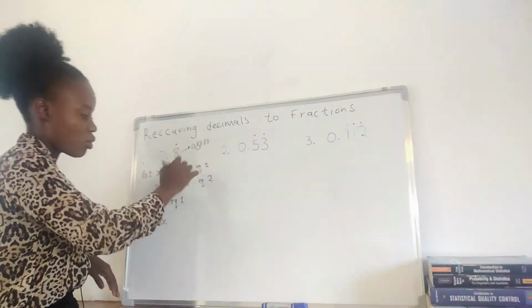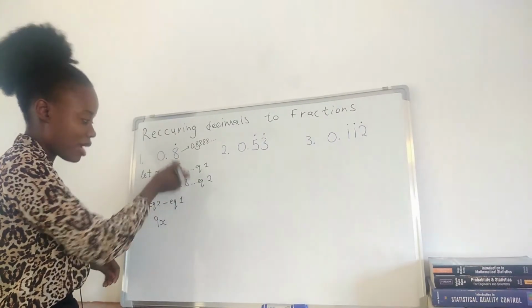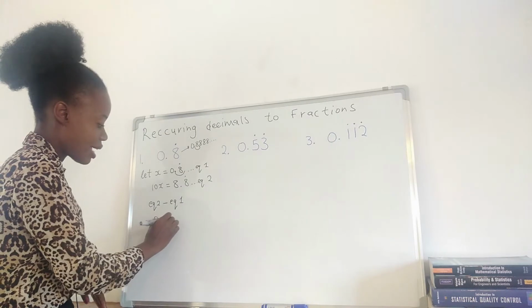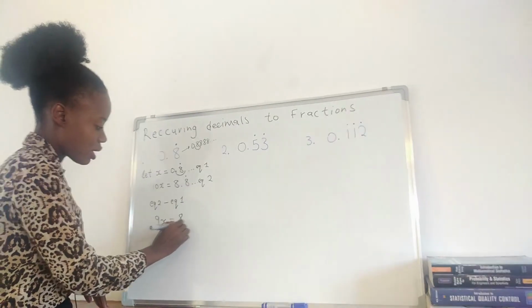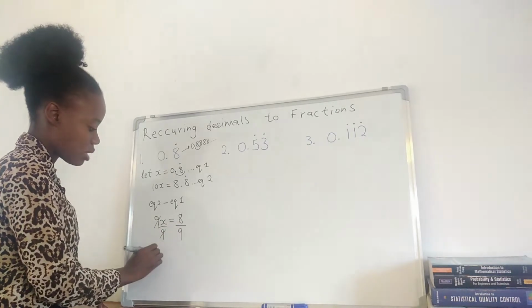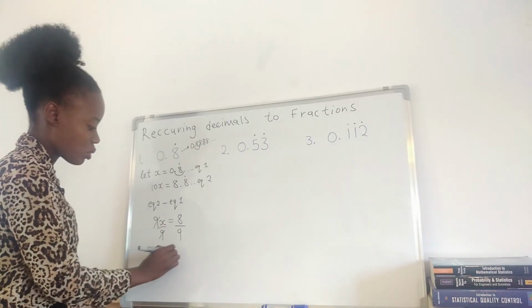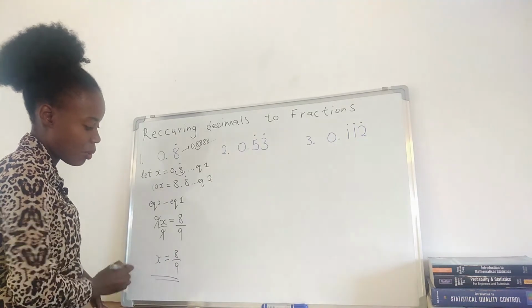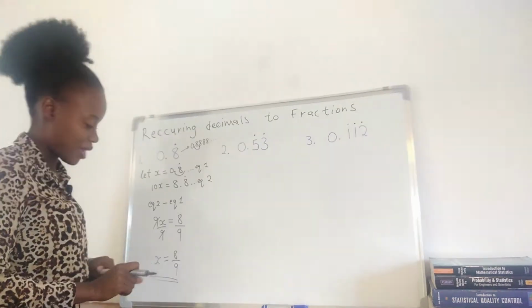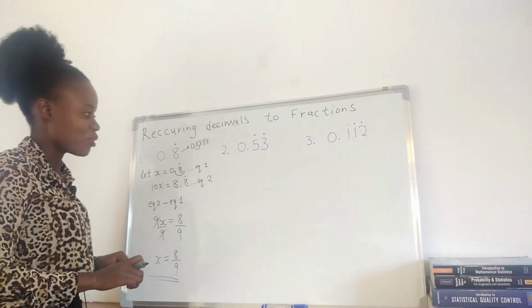This side, they are going to cancel each other. We're going to be left with 8 minus 0, which is 8. So 9x equals 8. We divide by 9 both sides. So it means that our x is equal to 8 over 9. We managed to change our decimal into a fraction. Okay, now let's move to number 2.